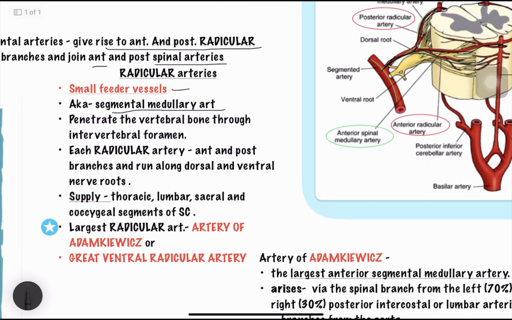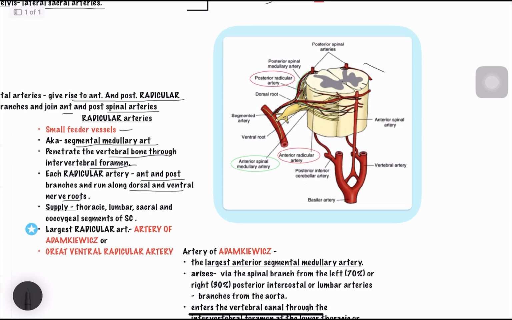These radicular arteries penetrate the vertebral bone via the intervertebral foramina, and each radicular artery has an anterior and posterior branch which runs along the dorsal and the ventral nerve roots. So on either side there is an anterior and posterior radicular artery coming from the segmental artery. The anterior radicular artery reinforces the blood in the anterior spinal cord. The posterior radicular artery reinforces the blood in the posterior part, the posterior spinal arteries on the other side.